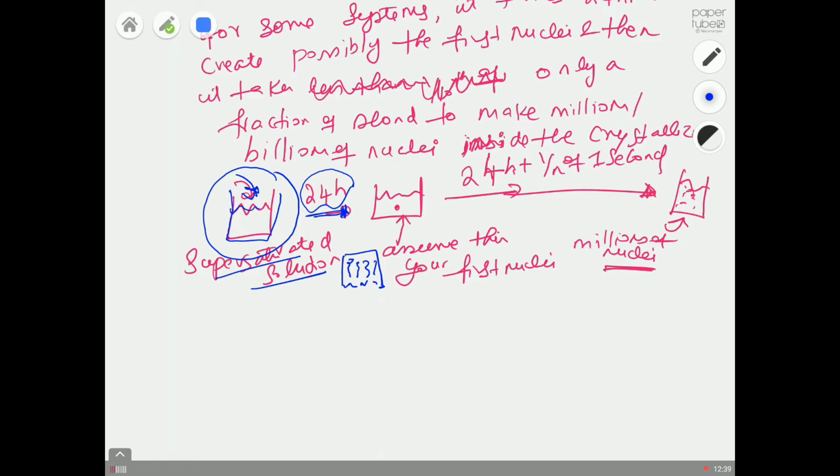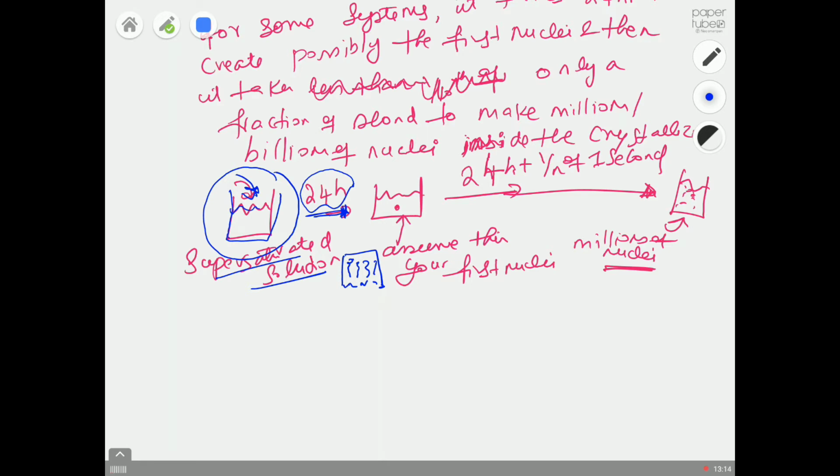So if it takes 24 hours to make the first stable nuclei, and then it takes less than a fraction of a second to make the remaining billions and billions of nuclei in the crystallizer. So that's how nucleation works. You wait for some time, and once the system recognizes something, and once it makes the first nuclei, out of nowhere the solution will turn cloudy. It turns cloudy because you manage to form billions and billions of crystals in the solution.